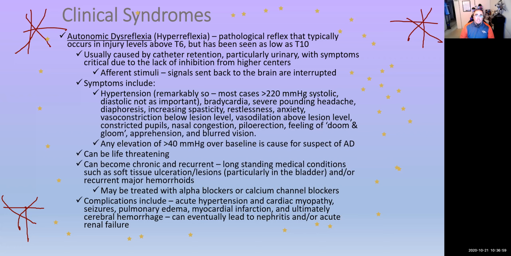The symptoms include hypertension. It is going to be remarkable. I saw one patient with autonomic dysreflexia whose BP was normally at baseline 120. When he started having symptoms, his blood pressure went to 300. That is a stroke waiting to happen. At that high of a level, that's blood vessels bursting pretty much everywhere. It's not uncommon for them to be greater than 220. Diastolic, not so important, but that means that pulse pressure is going to be greater, the difference between diastolic and systolic.